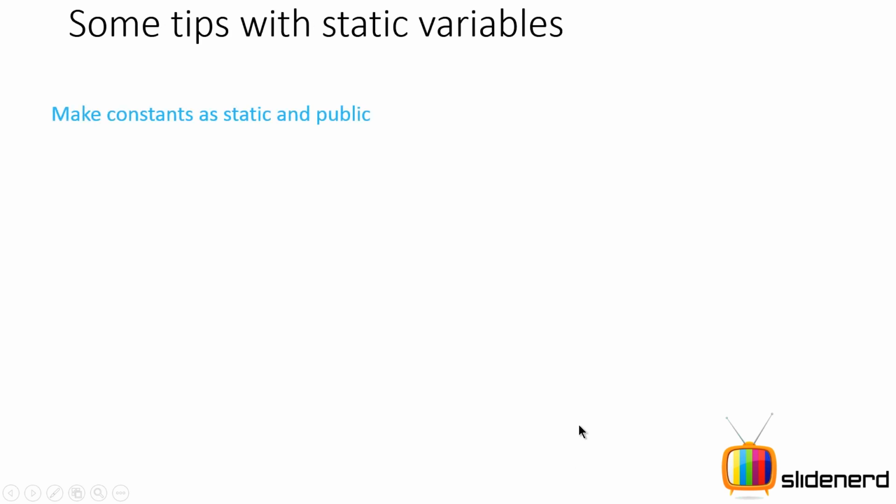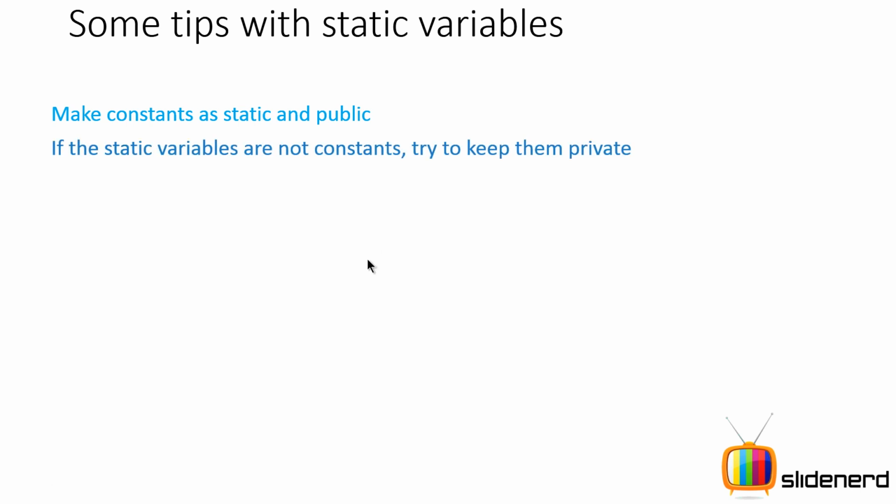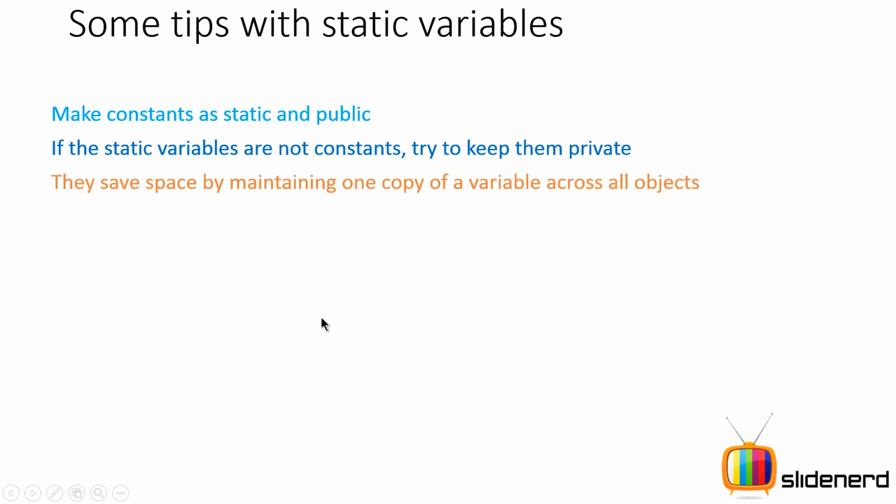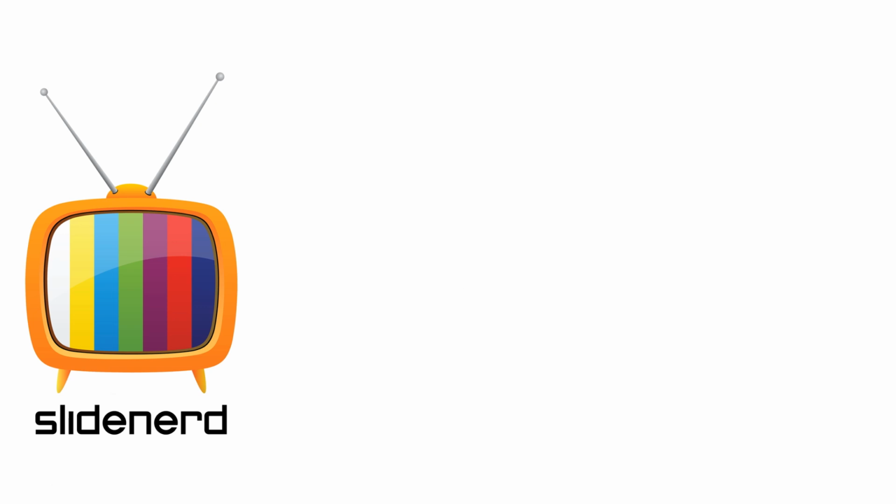So remember some tips with static variables: make constants static and public. For example, 3.14, which is the value of pi, deserves to be a static variable because no matter which object you're gonna create, 3.14 remains the same everywhere, right? Then if static variables are not constants, then try to keep them private. Then you can save space using static variables by keeping only one single copy of a value across all the objects that you have in existence. So this pretty much completes our stuff about static variables and static initialization blocks.